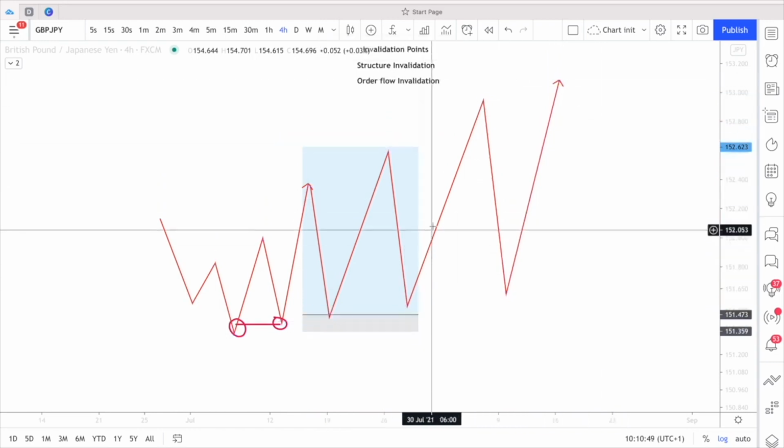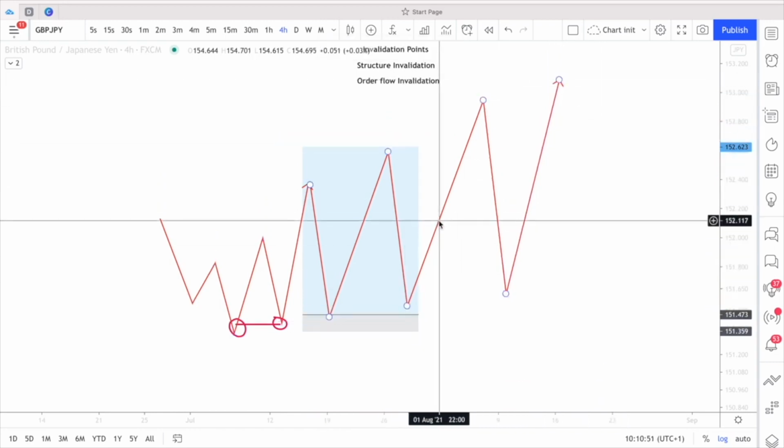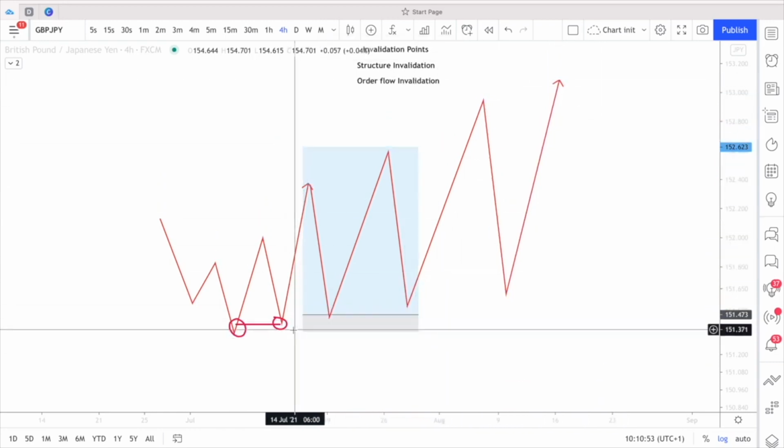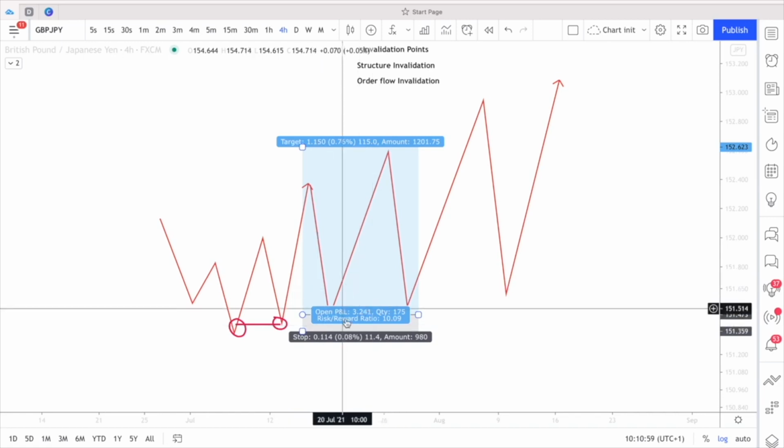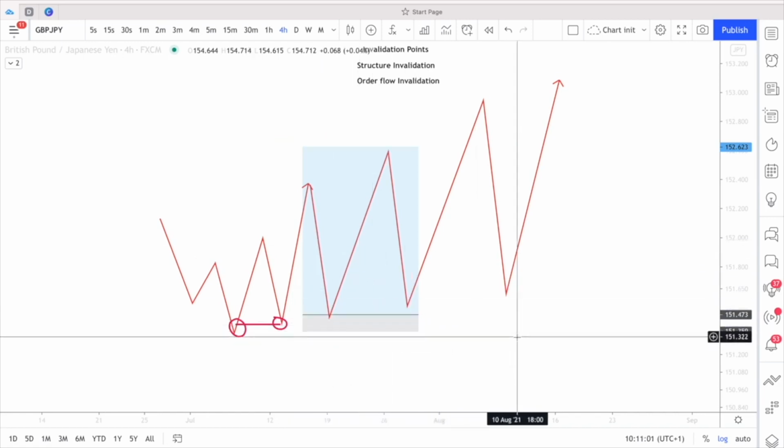Obviously, price doesn't move as cleanly as that, and we all understand that, but we need to understand where our points of validation are in terms of order flow in this situation. I think the invalidation point in terms of order flow makes more sense.